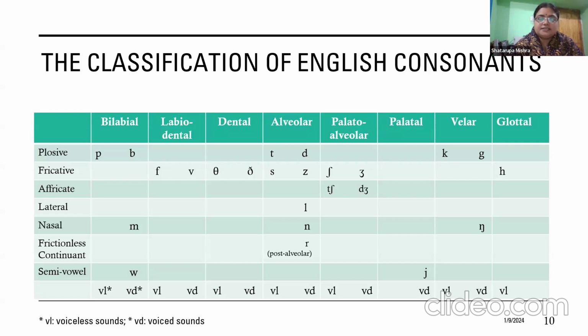Then which are the voiced sounds? B, m, v. All right. V, d, z, l, n. R. Okay. J, Z. Okay. Then G, Ng. All these are voiced sounds. All right.